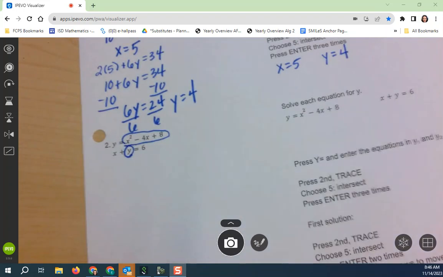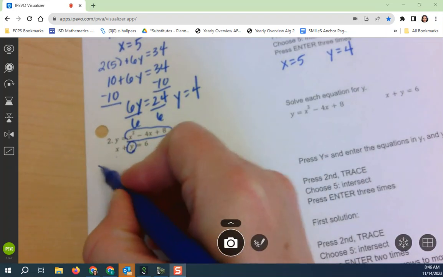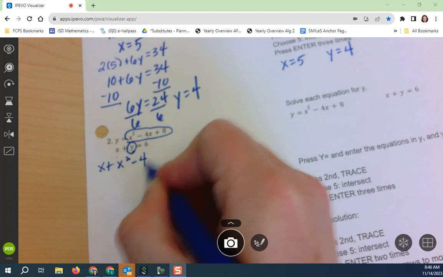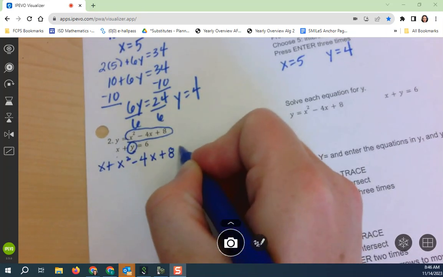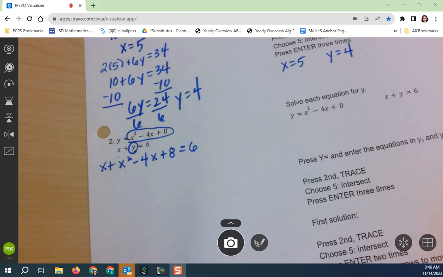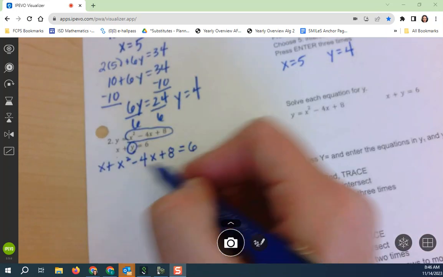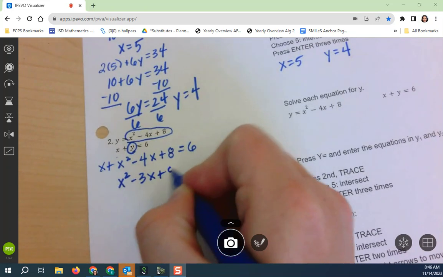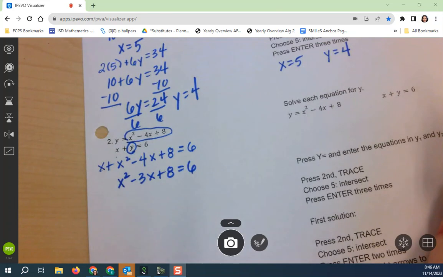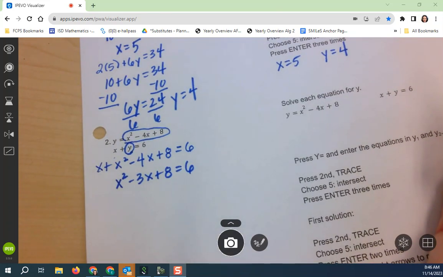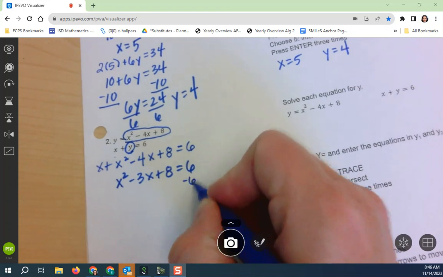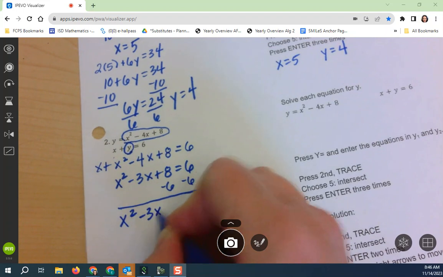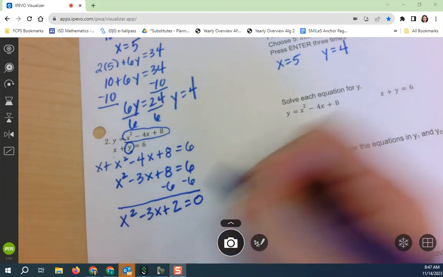Okay, so let's substitute. So I'm going to write x plus, and instead of y, I'm going to put all of this in. X squared minus 4x plus 8 equals 6. And I'm going to combine the 1x with the negative 4x to get negative 3x. And because it's quadratic, you want one side to be 0. And so to make one side 0, I'll subtract the 6. X squared minus 3x plus 2 equals 0.